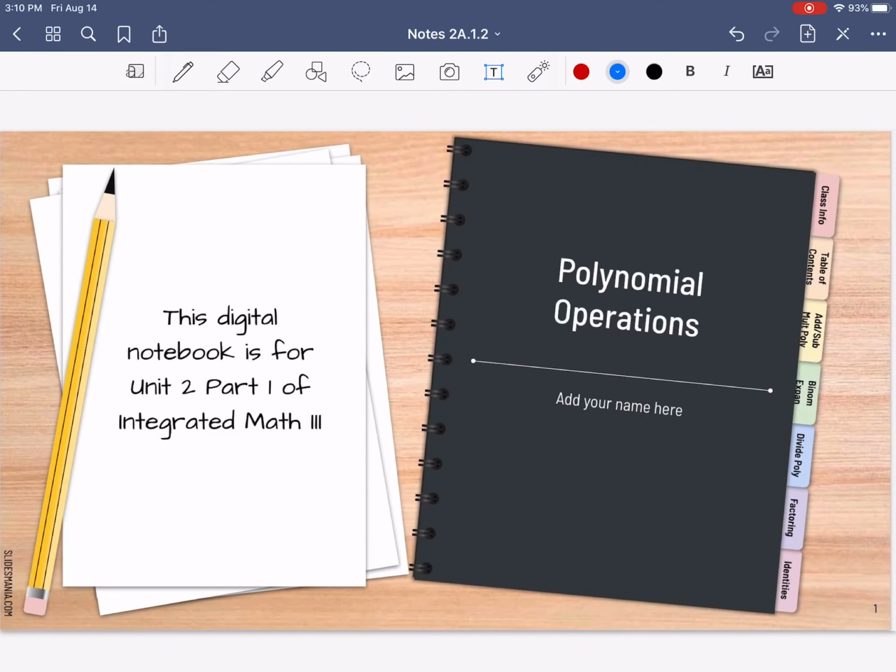Hi guys, we're going to take our notes right now. So you should have your digital interactive notebook pulled up. You should have unit 2A. Your example should be open to page, I believe it's 19 and 20. Those are the three examples we're going to do today.